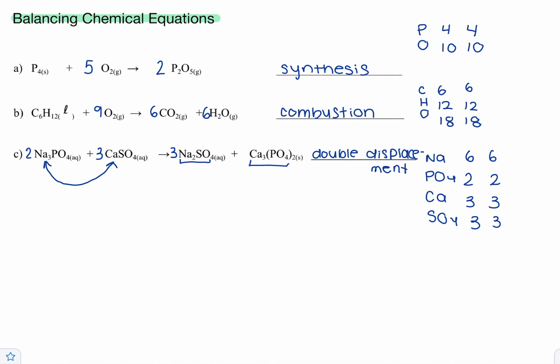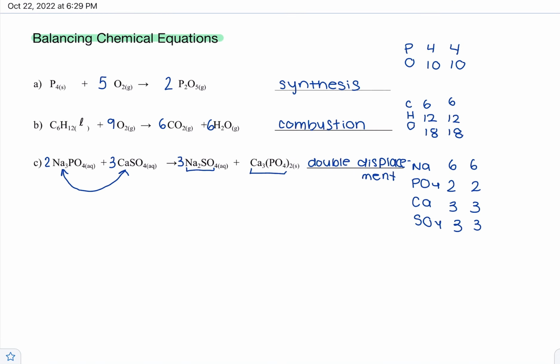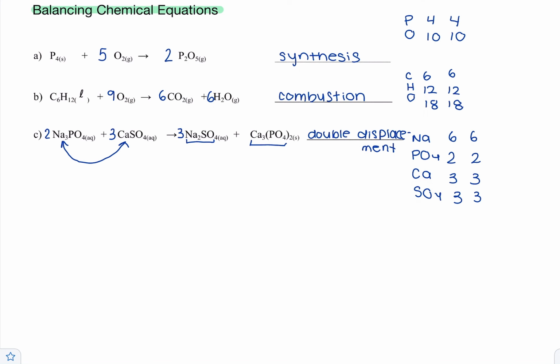Hopefully that clears up some of the questions about balancing chemical equations. So just go through it slowly. You can always double check and recount each side as you go, or maybe at the end.